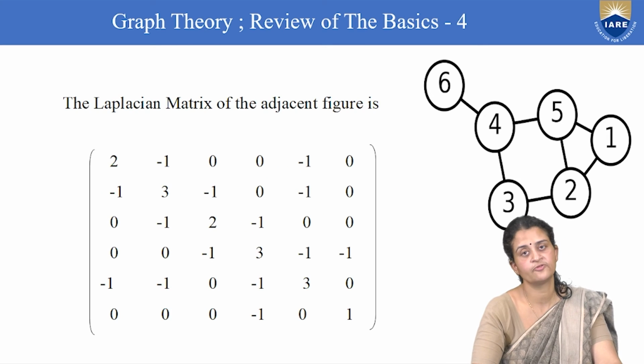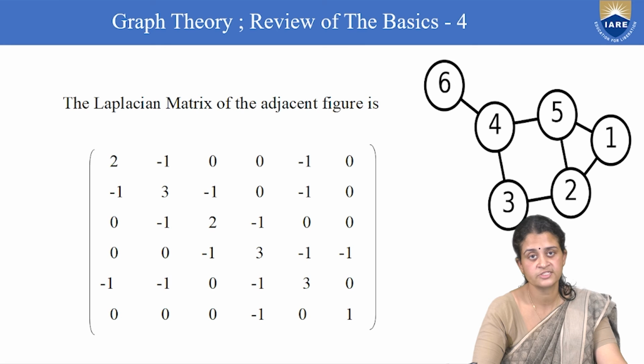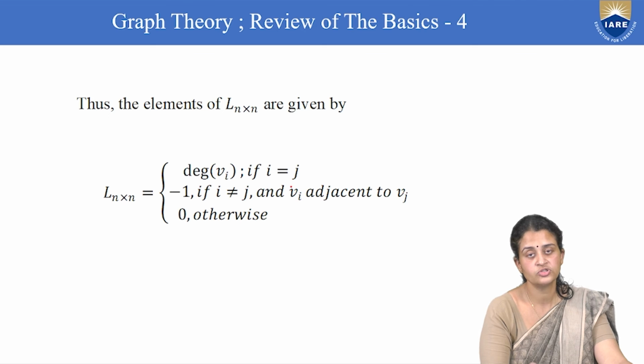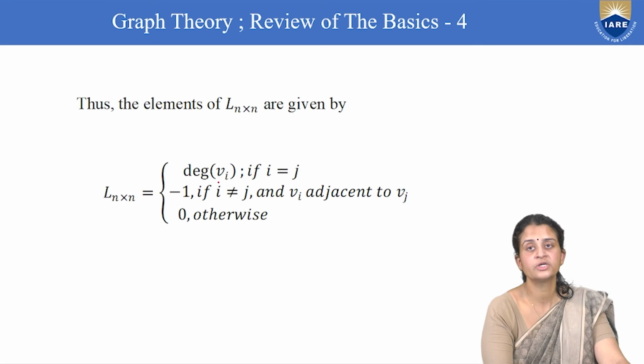Now consider this graph with vertices named 1, 2, 3, 4, 5, 6. So the Laplacian matrix will be a 6 by 6 matrix. And we found that it is equal to degree of Vi if i equal to j. Here L11 will be 2 as the degree of 1. Then 1 is adjacent to 2, so it is replaced by minus 1. 1 is adjacent to the vertex named 5, so here also minus 1. Other entries, if they are not adjacent, will be zeros. It is equal to degree of Vi if i equal to j, equal to minus 1 if i not equal to j and Vi is adjacent to Vj, equal to 0 otherwise.